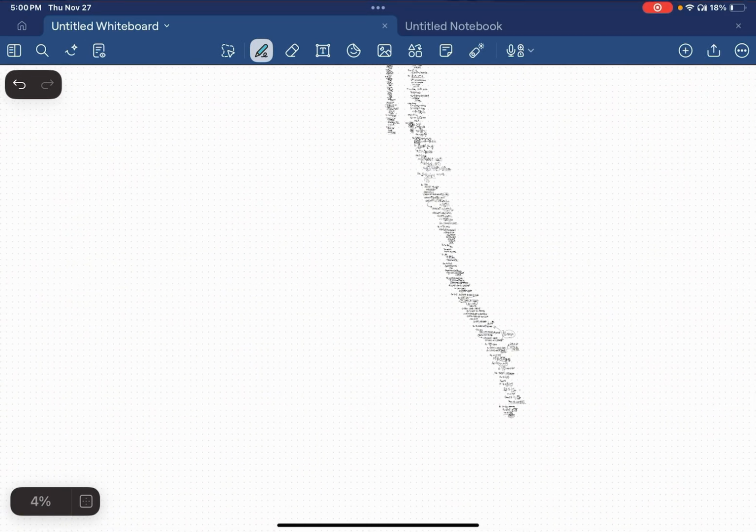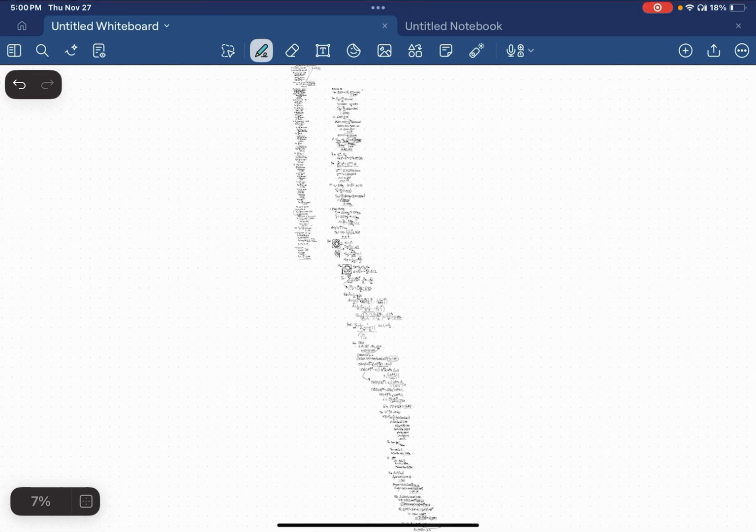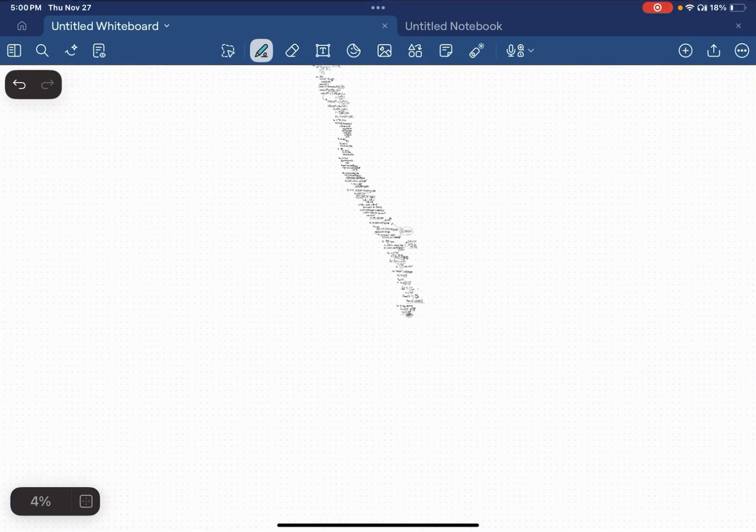Oh, look at that. We have a little pattern going on, right? Just completely angled down.